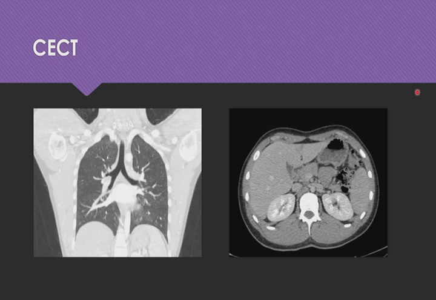So the next step in the evaluation of this patient was to perform a contrast-enhanced CT. On the lung window, we confirmed that there is no airway or parenchymal pathology, and also there was no abnormality in the organs of the upper abdomen.